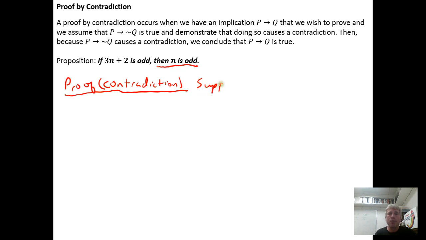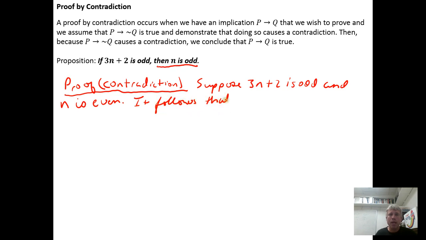So suppose 3n plus 2 is odd, and instead of n being odd, n is even is what we'll assume. Well, if n is even, what does n look like? Well, it follows that if n is even, n is an integer multiple of 2. So we say that n is 2k for some integer k.